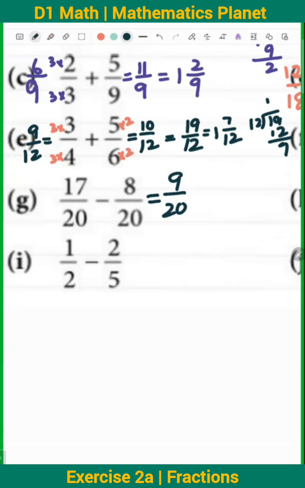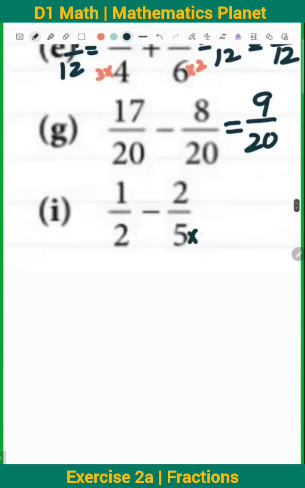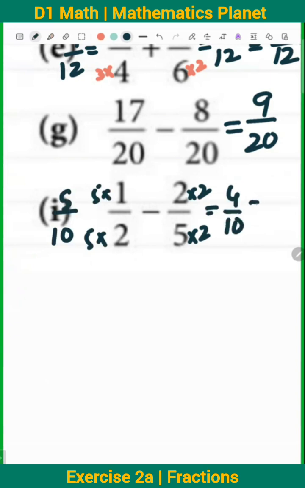Okay, now 2 and 5 are both prime numbers. So if they are prime numbers, we need to multiply with the opposite number. 5 into 2 and 2 into 2. 5 into 5 is 25 by 10, and here we have 4 by 10. So 5 minus 4 is 1 by 10. We got the answer.